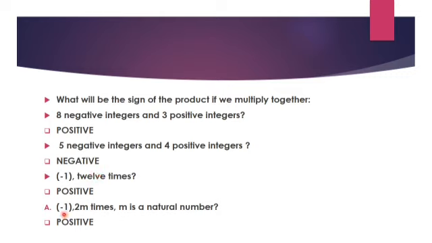And the last one, minus 1, 2m times, where m is a natural number. Natural numbers start from 1, 2, 3, etc. If we multiply any number by 2, we get an even number. 2 into 1 is 2, 2 into 2 is 4, 2 into 3 is 6. So if we multiply a natural number by 2, we get an even number. Even number means the answer is positive.